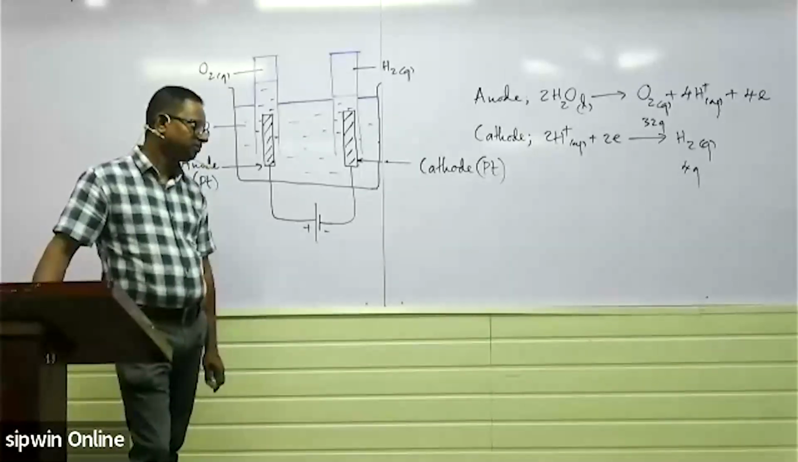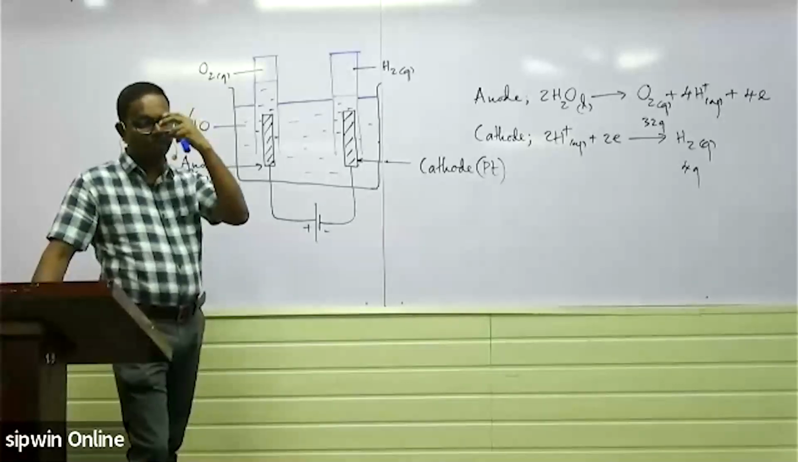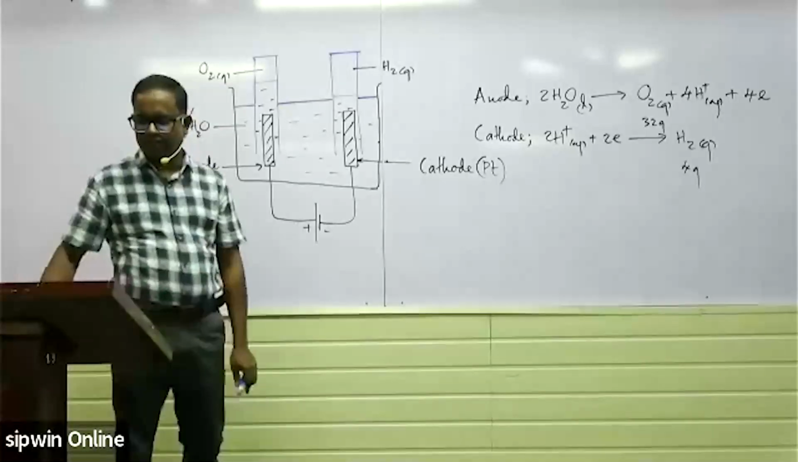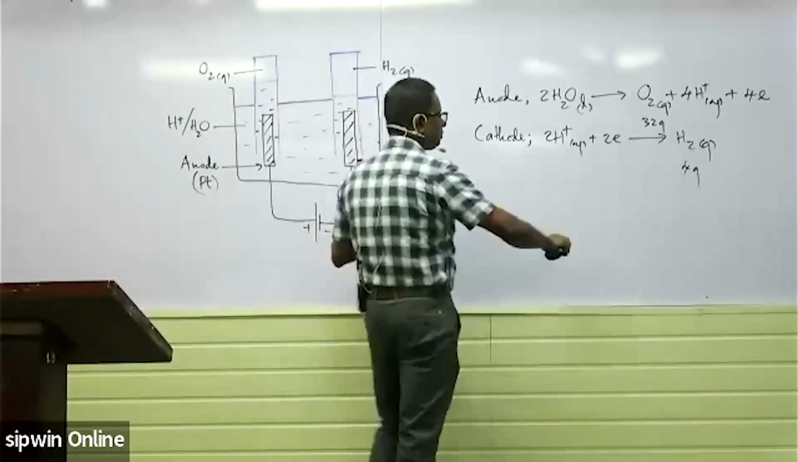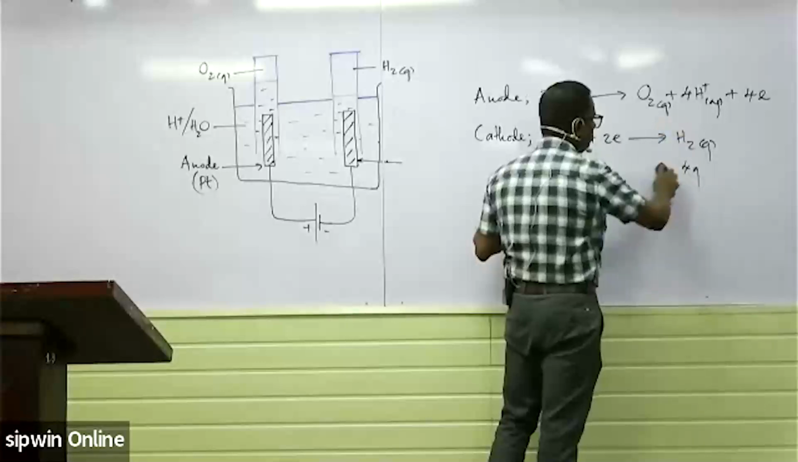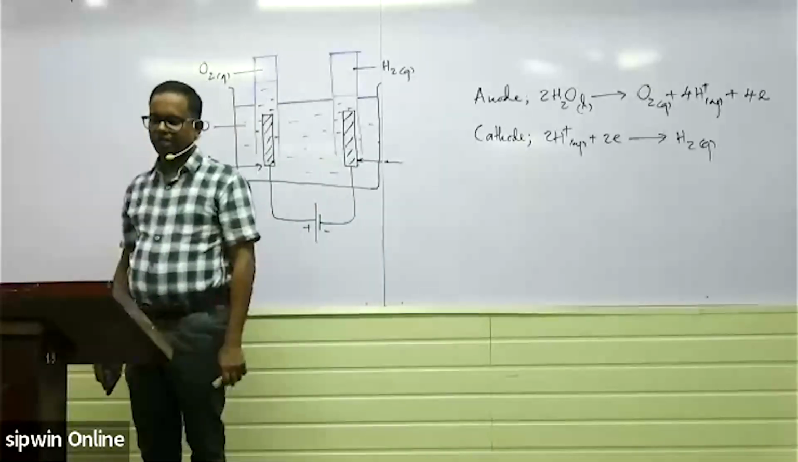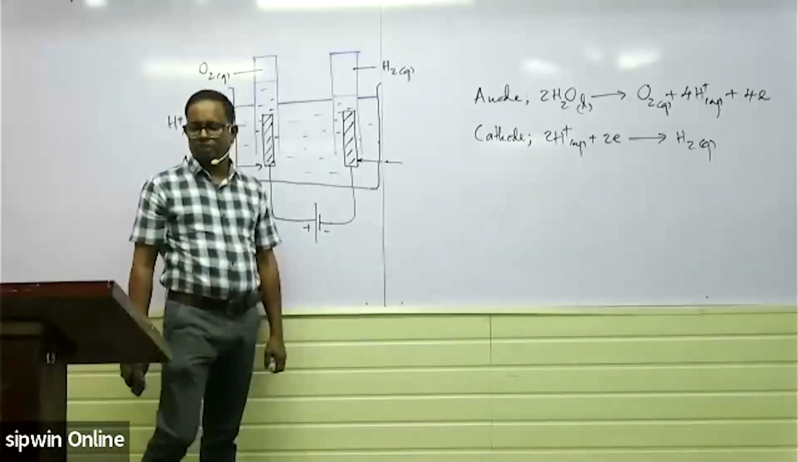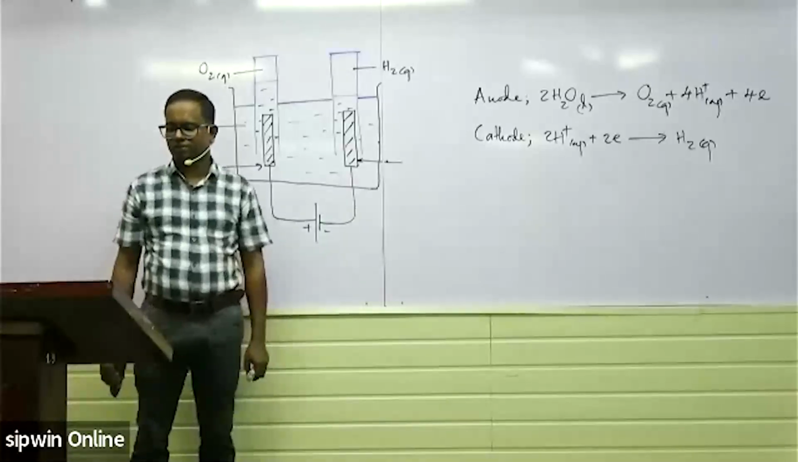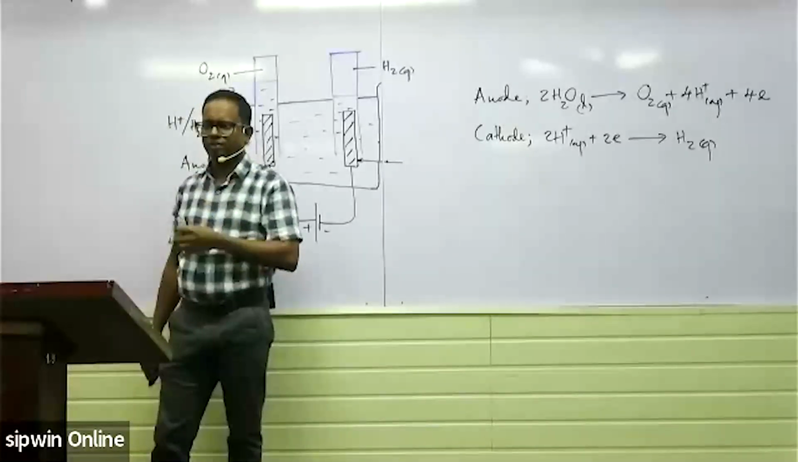Write this down. If 150 ampere electric current is passed through an acidulated water sample for 50 seconds. Determine the following.